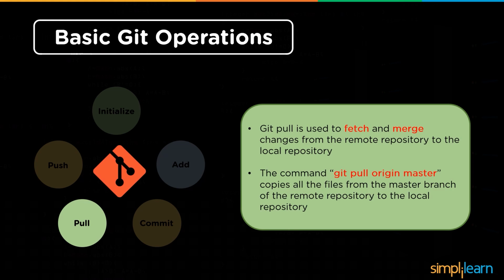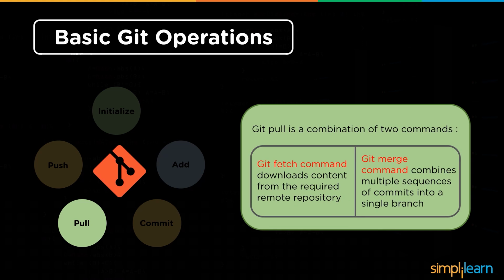As an example, we can run the command git pull origin master. It copies all the files from the remote repository to your local repository. So it will sync the master branch of the remote repository into the local repository master branch. It is a combination of two commands. One is git fetch, which first downloads all the content, and then git merge, which combines the sequence of commits into the specific branch. So internally, when you run the git pull command, it fetches the specific contents.